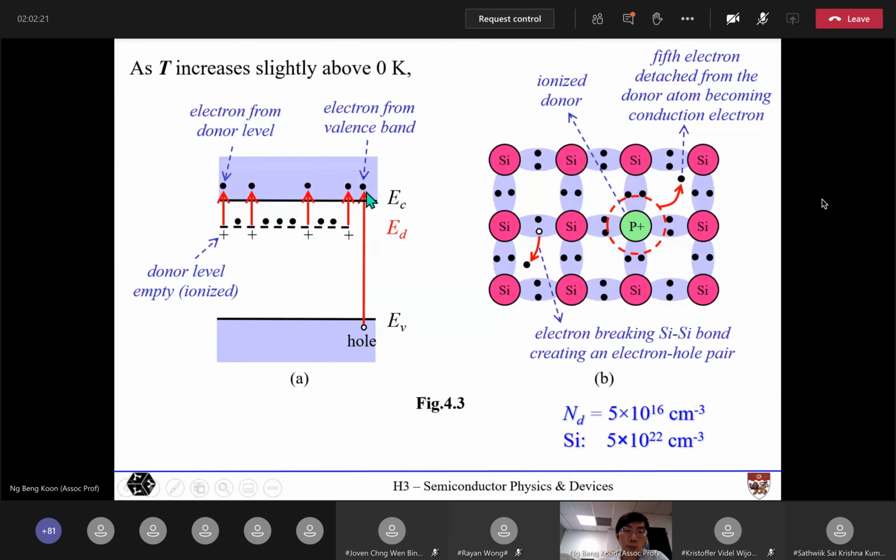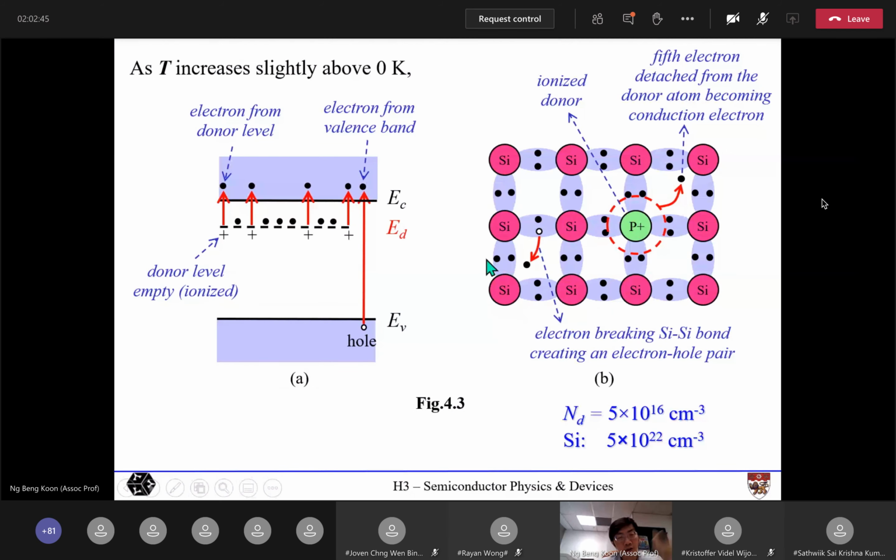One is from the intrinsic property of the semiconductor, which is the band-to-band generation, which gives you an electron plus a hole. The other source is from the ionization of the dopant, which just gives you the electron. It doesn't give you a corresponding hole, but instead it causes the dopant atoms to be ionized, which is fixed in position. It doesn't move.